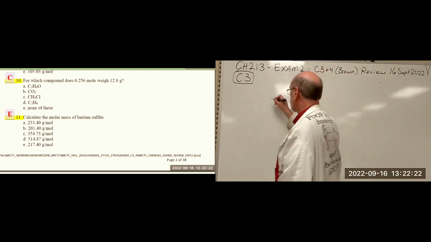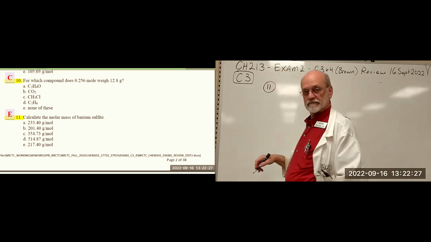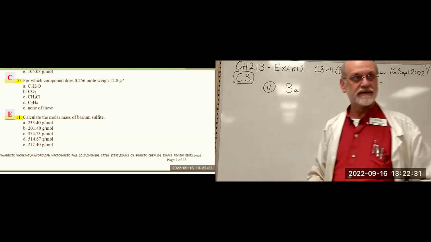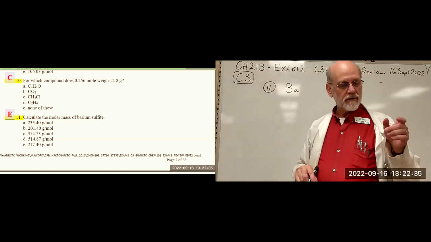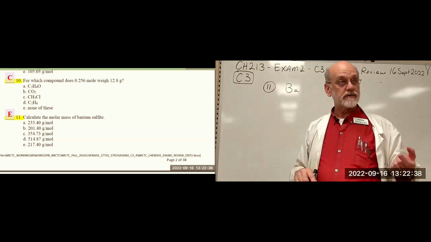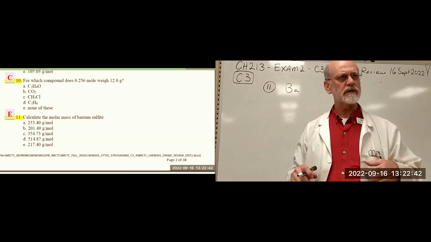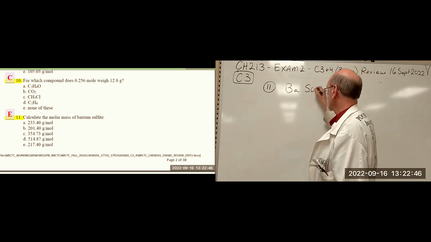11. The key to 11 is you got to know how to write barium sulfite. Right? You know you're going to have barium, sulfite. So you need to look at the polyatomic ions, right? That list of polyatomics that I gave you. Did I give you a list of that? Yeah, okay. And find out what sulfite is.